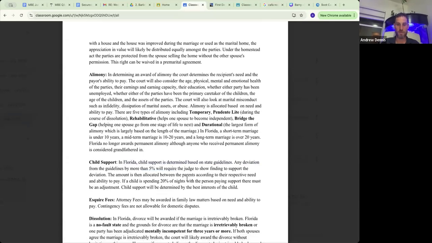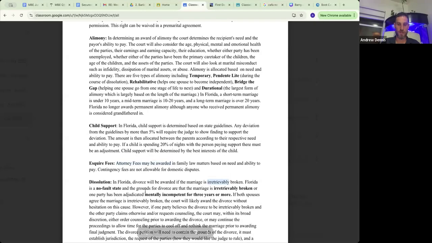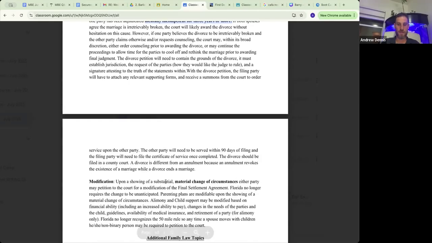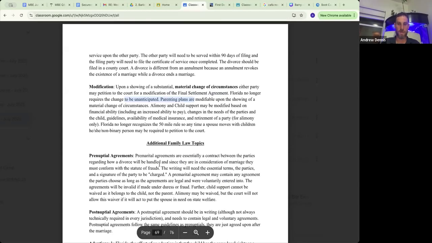The amount is then allocated between the parents according to their respective need and ability to pay. If a child is spending 20% of nights with the person paying child support, there must be an adjustment. Child support will be determined by the best interest of the child, right? Dissolution: irretrievably broken, no-fault divorce, or mentally incompetent for 3 years. Modification: material change in circumstance, right? It no longer requires it to be unanticipated.